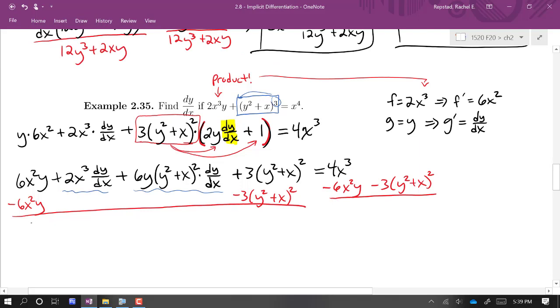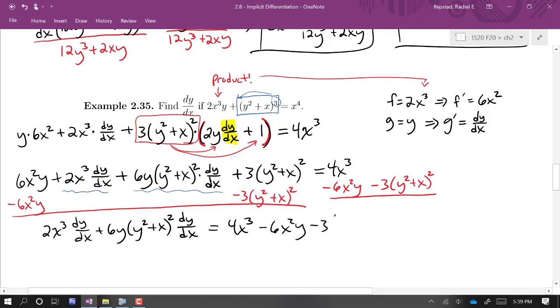Alright, now on the left side, what we have is 2x cubed dy dx plus 6y times y squared plus x squared dy dx. On the other side, we got 4x cubed minus 6x squared y minus 3 times the square of y squared plus x.